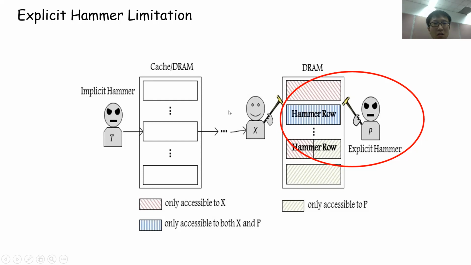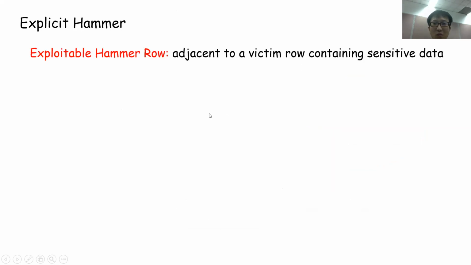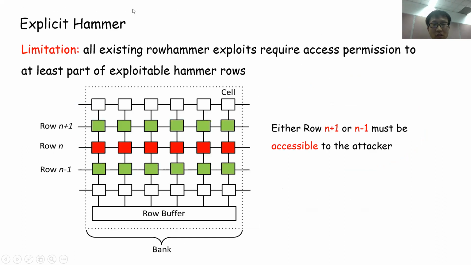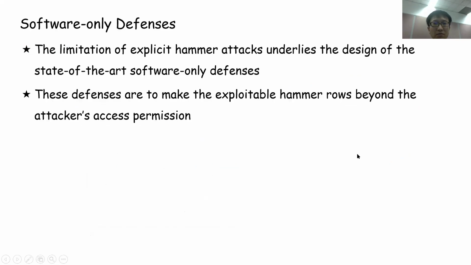So what is an exploitable hammer row? It is a row that is adjacent to a victim row containing sensitive data. Take this figure as an example. Rows N+1 and N-1 are exploitable if row N has sensitive data such as page tables. Also, for the Explicit Hammer attacks, either row N+1 or N-1 must be accessible to the attacker. So this limitation of Explicit Hammer attacks underlies the design of the state-of-the-art software-only defenses.